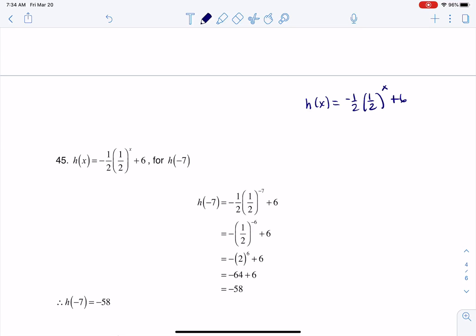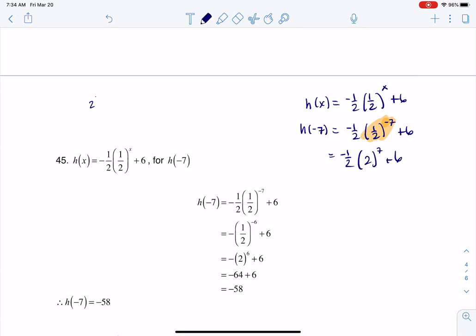So if I want to find h of negative 7, let's plug negative 7 in for x. So this is negative 1/2 times 1/2 to the negative 7 plus 6. All right, so I'll leave the negative 1/2 here. I'm going to focus in on this term. So when I have that negative exponent, which I do right there with the negative 7, that means reciprocate. And the reciprocal of 1/2 is 2. So this becomes 2 to the 7th plus 6.